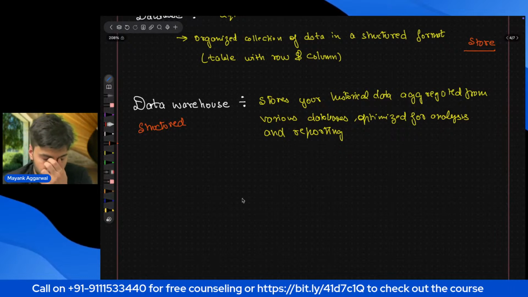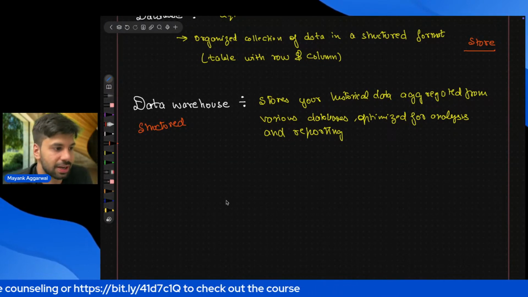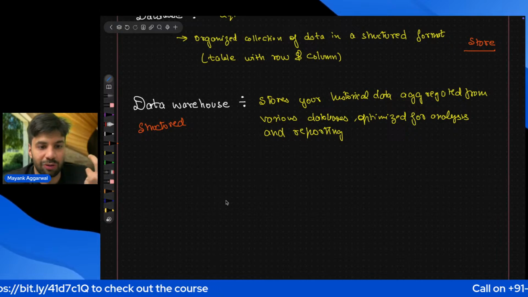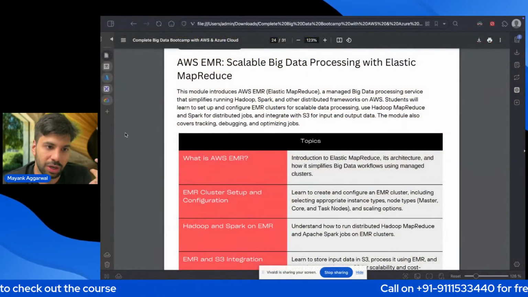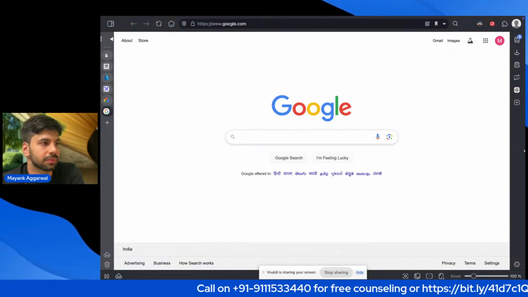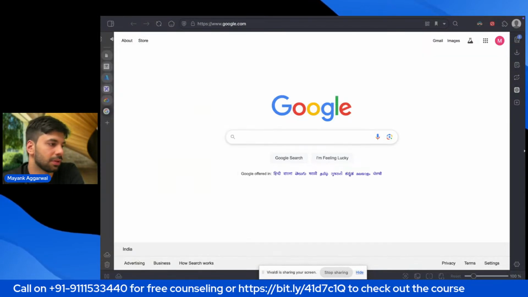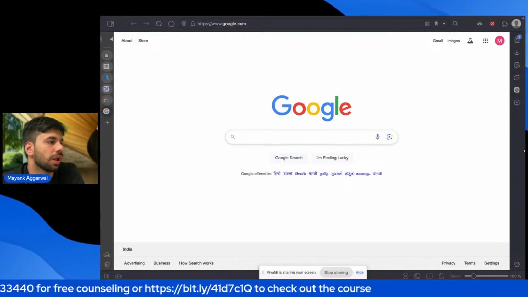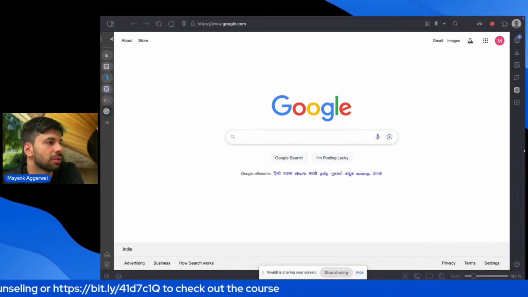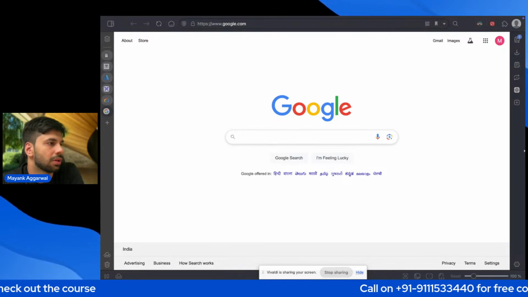So I asked you all a question before I move to data lake. I'm pretty sure database and data warehouse is clear. I asked you about the 5 V's, right? How many of you understand or know what the 5 V's are? The 5 V's of big data. Tell me quickly.